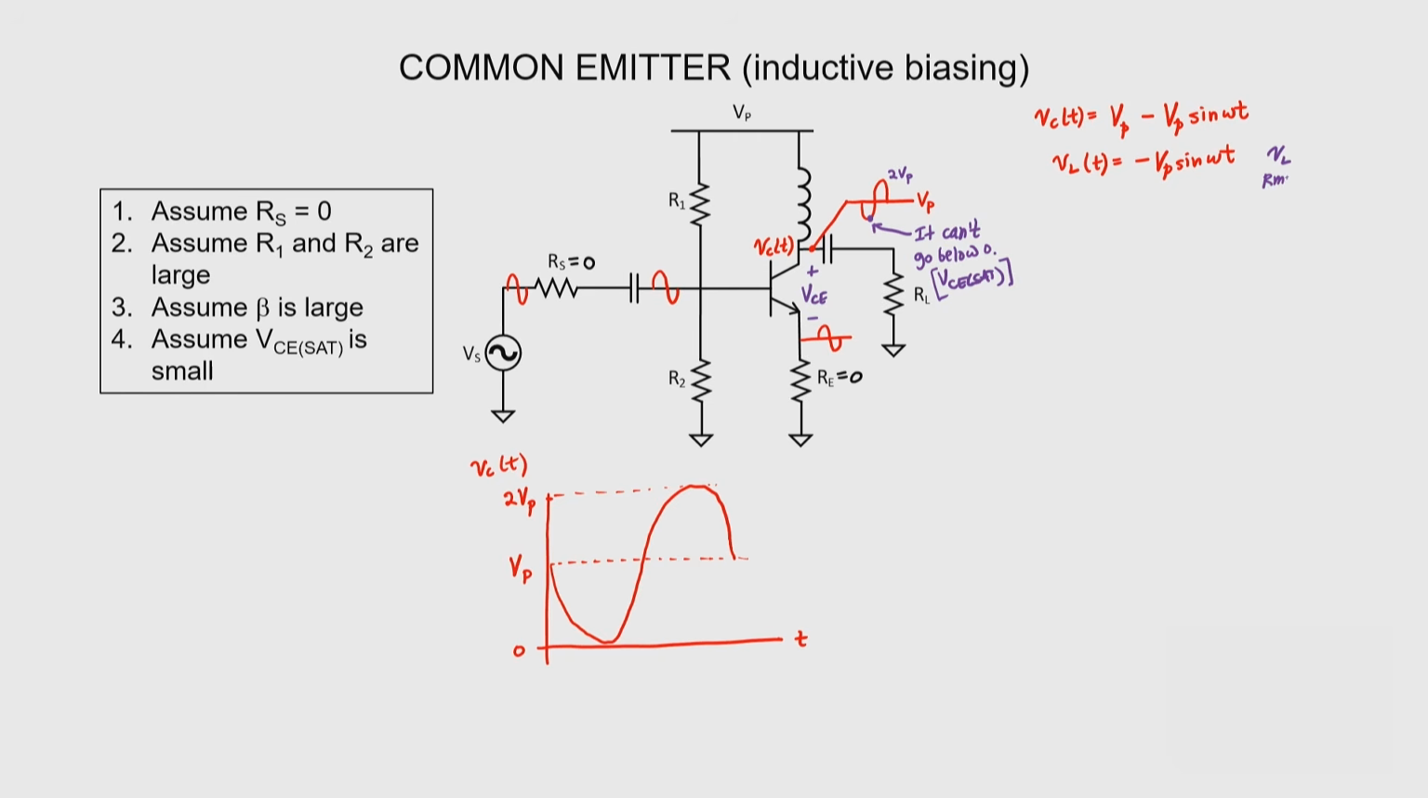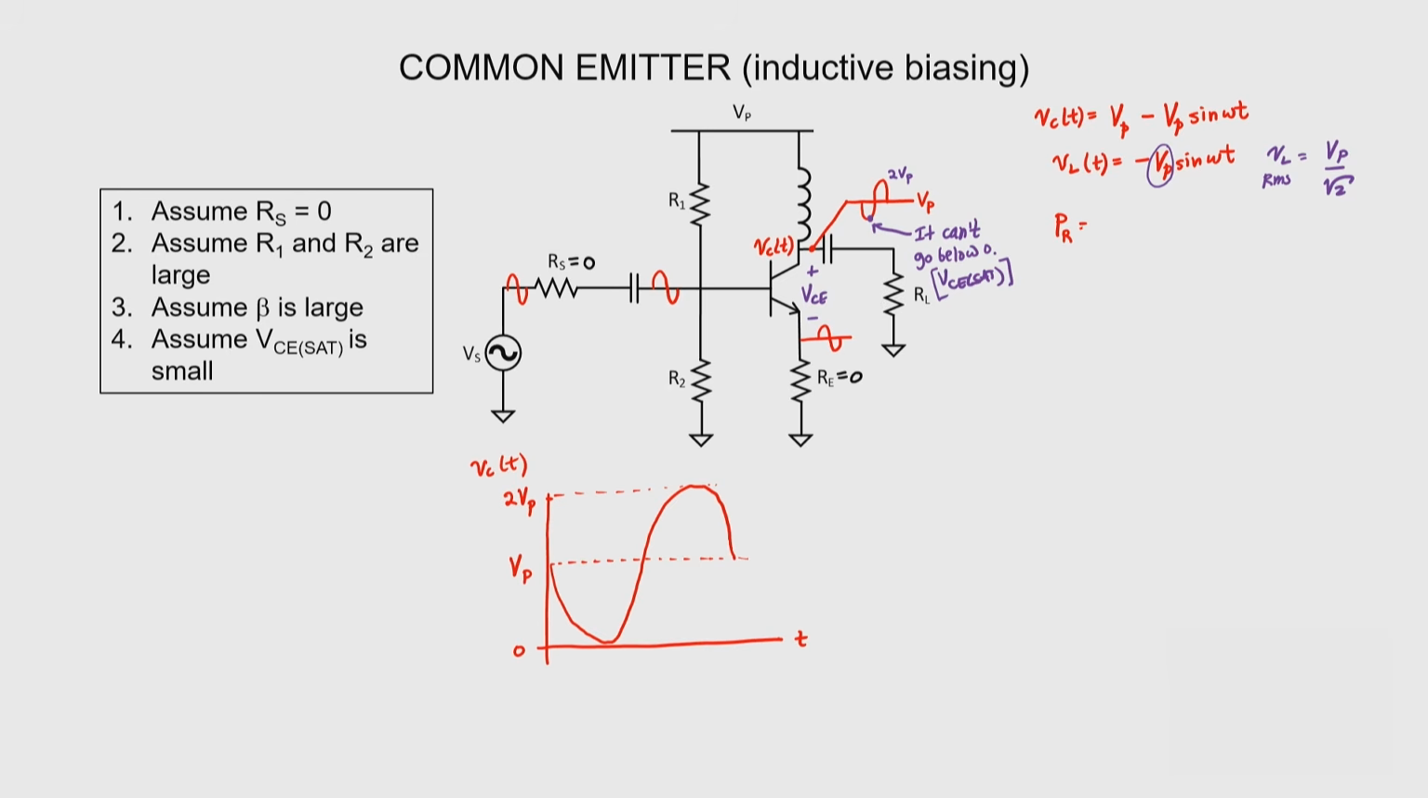The RMS load voltage can be extracted from the amplitude of our load voltage by dividing it by the square root of 2. Since we're trying to find the efficiency, we're going to have to find the power delivered to the load resistor. So we'll take the RMS voltage squared and divide it by RL. In this case, we wind up with Vp squared over 2RL.